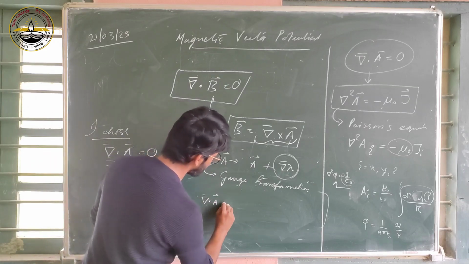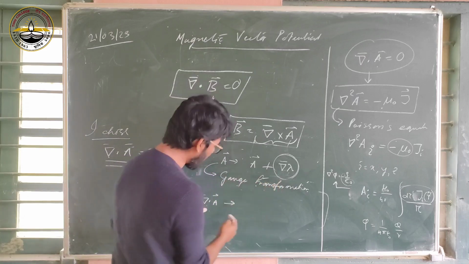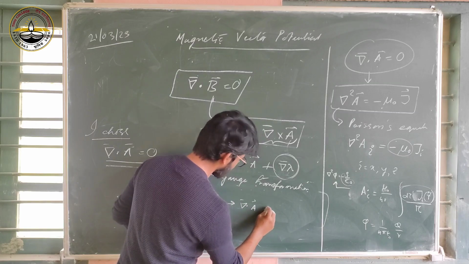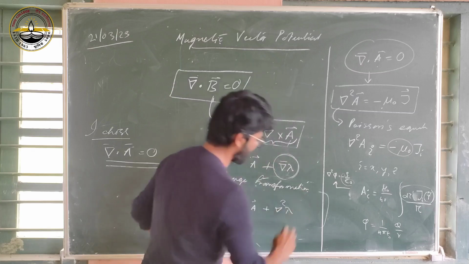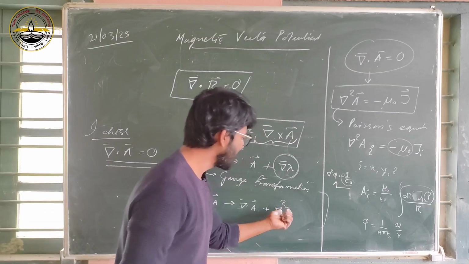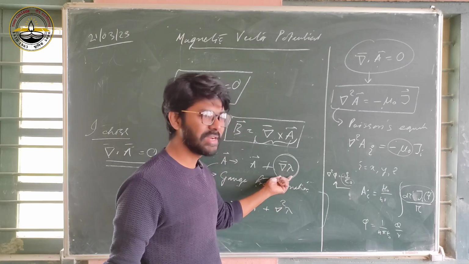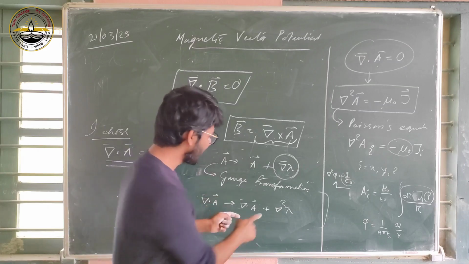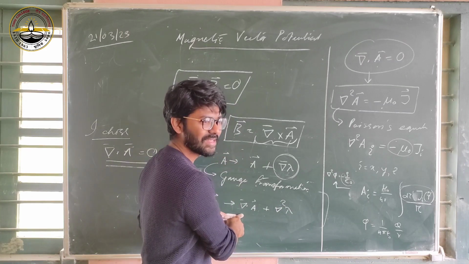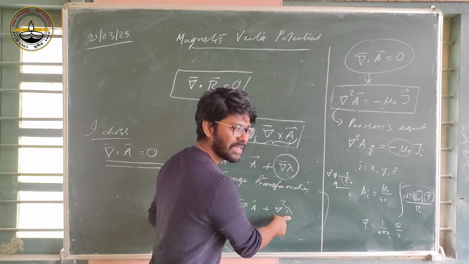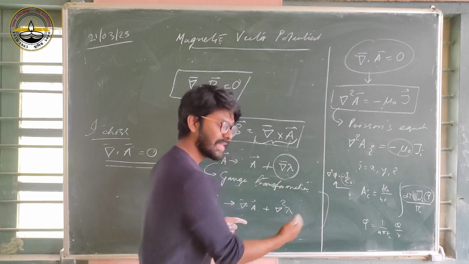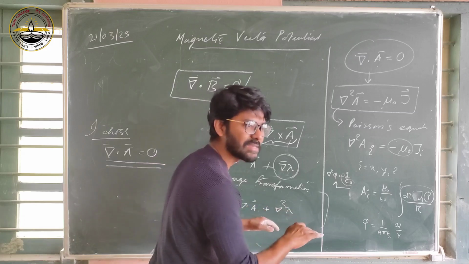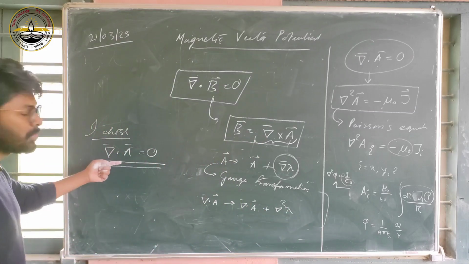Apply divergence on this. So if you do this change, how will the divergence change? It will be del dot A plus del square of lambda. Now I can choose my lambda in any way possible because it's just a gradient of lambda. I can choose lambda such that this term becomes exactly the negative of this term, and it cancels. So that's why I have the freedom to choose del dot A.